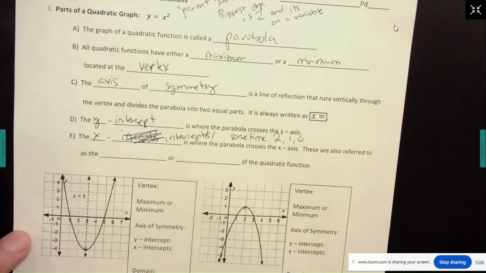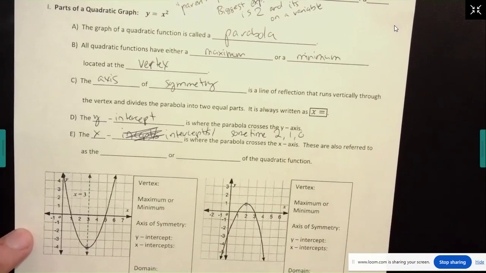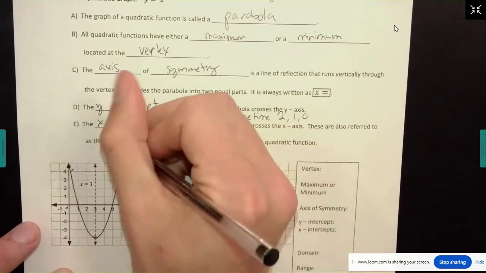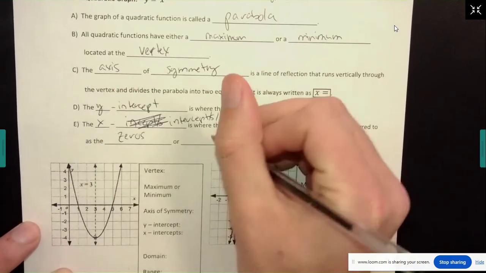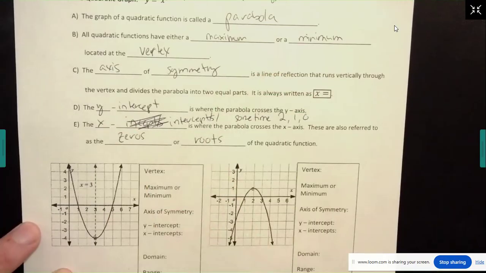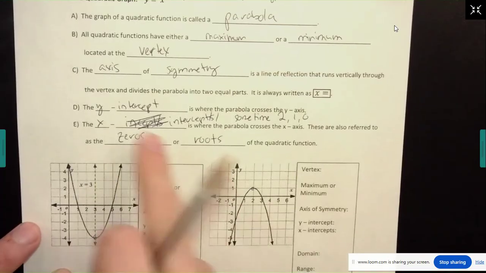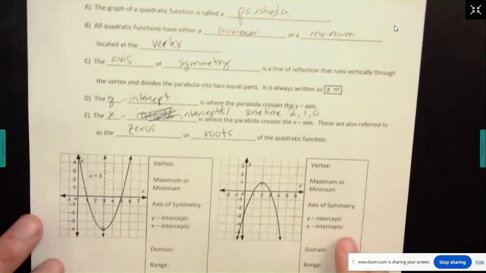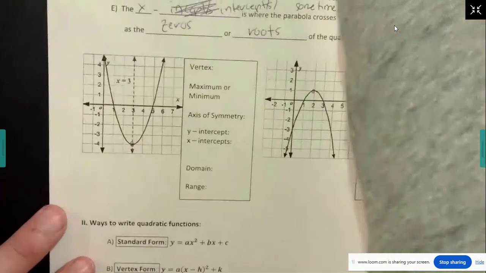All right, so those x-intercepts, sometimes we call them zeros, and sometimes we call them roots. So you can use x-intercepts, zeros, and roots interchangeably. So if I refer to one of these words, I'm referring to the same thing. So let's look at this first graph. Let me zoom in a little bit.